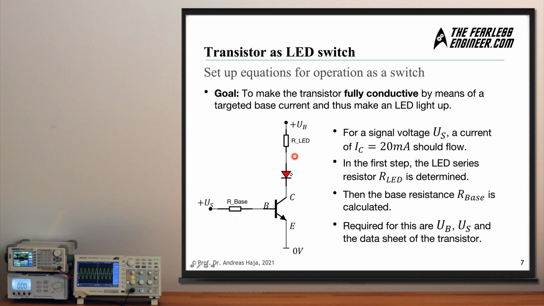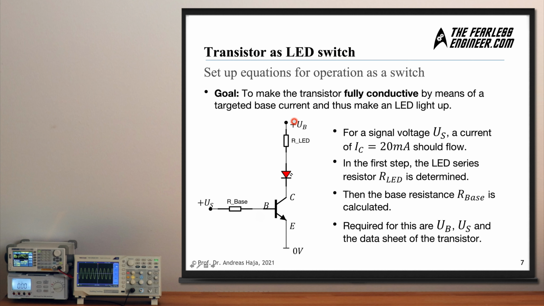thus through the LED. And the first step, the LED resistor, this one here up top, is going to be determined. And then once we have this, we want to determine the base resistance value, this one here, which controls the current flow into the transistor from the base. And in order to get there, we require various values, amongst which are UB and US.